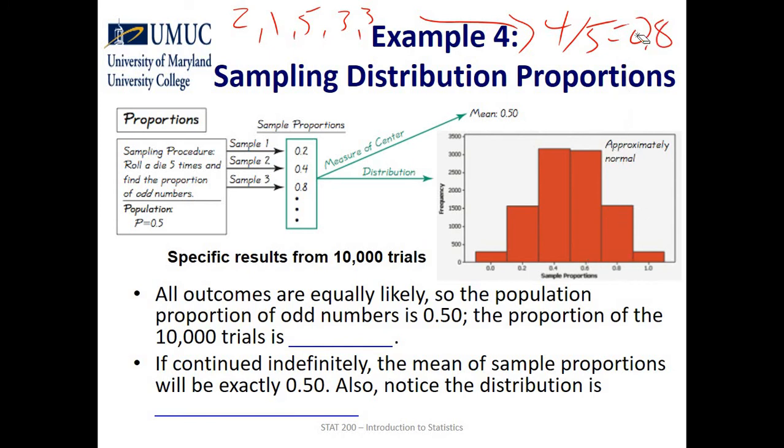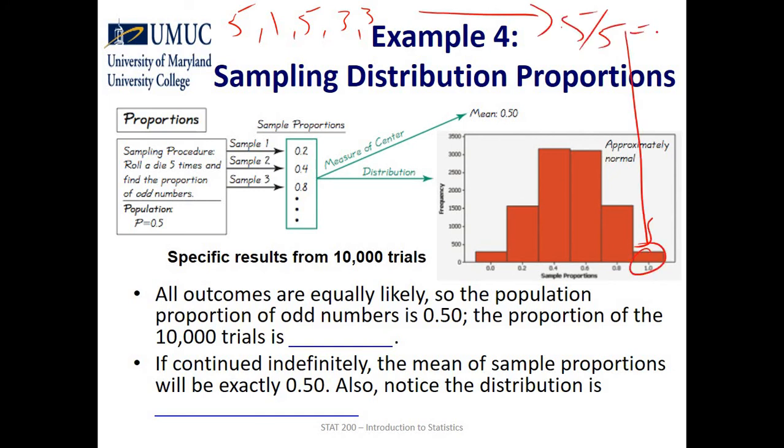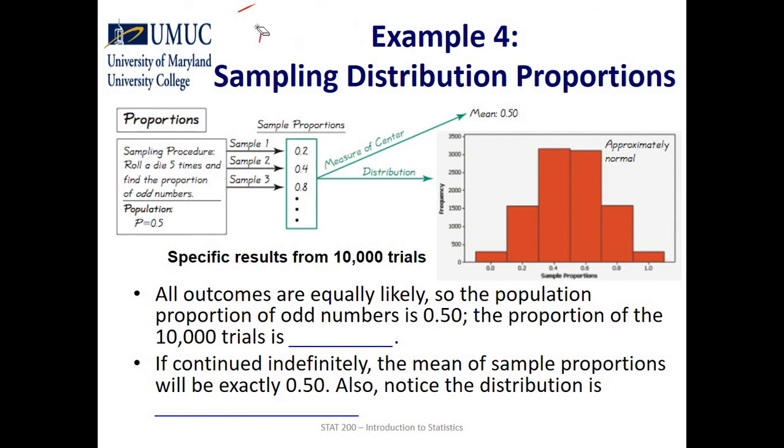And then last, if we get lucky somehow, and we roll 1, 5, 3, 3, 1, we rolled 5 out of 5 odd numbers, which gives us 1.0. And that's over here. So this is the proportion. This is what we're doing when we're computing the proportions. And that's why these values are all fractions between 0 and 1. You should never have a proportion that's greater than 1.